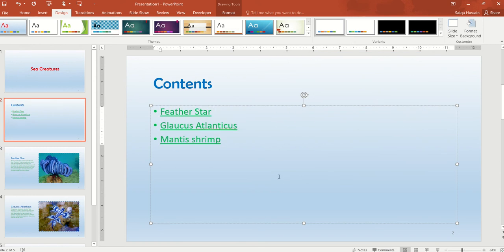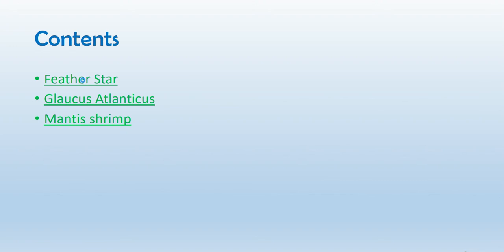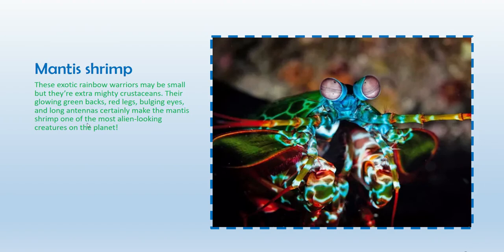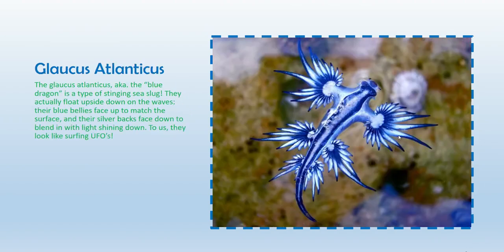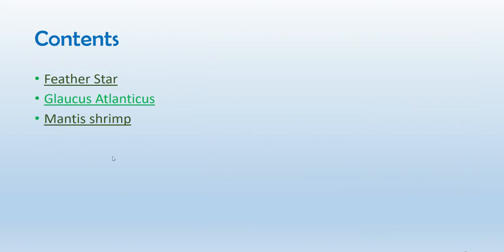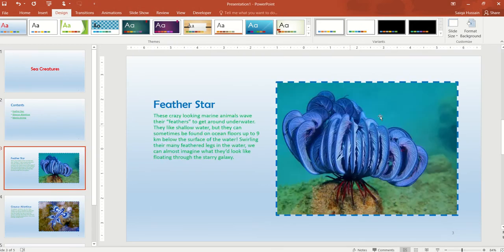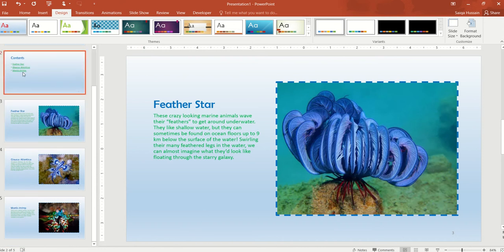Okay, right, so that's done. So now when I run the presentation, I can go to feather star and it goes to feather star. Lovely. I press backspace and I go to mantis shrimp. Lovely. I want to go back to contents now, so I have to go back 3 times. There we go. So it might be quite handy if I had some links or something here that would take me back to contents.